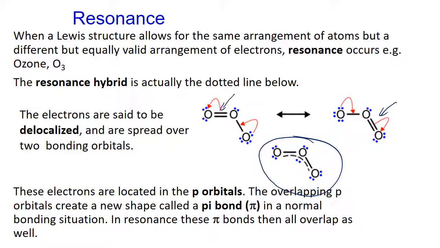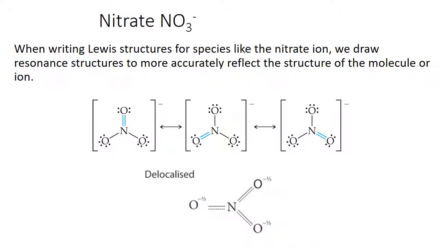So these electrons are located in the p orbitals. The overlapping p orbitals create a new shape called the pi bond. Okay, which again we're going to look at more later in the unit, but also in organic chemistry, and a normal bond situation. And it's the resonance in these pi bonds that all overlap as well. Okay, these p orbitals can overlap. Okay, so nitrate's an example of delocalization.